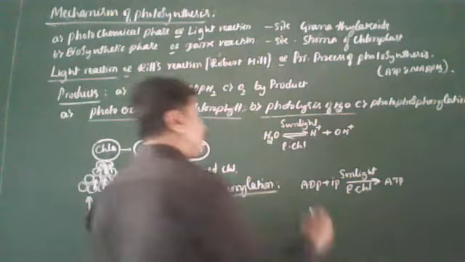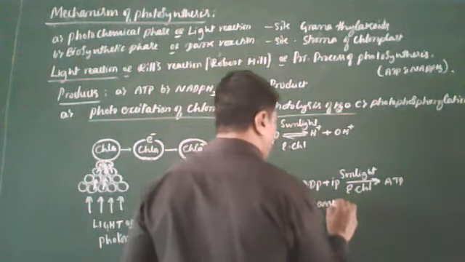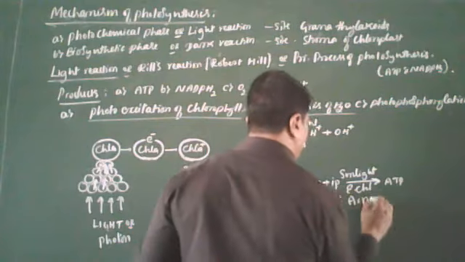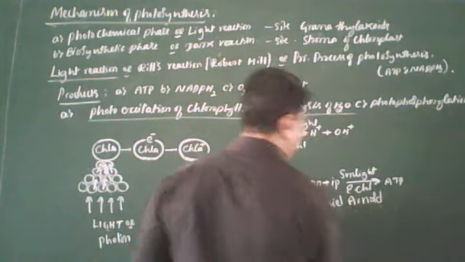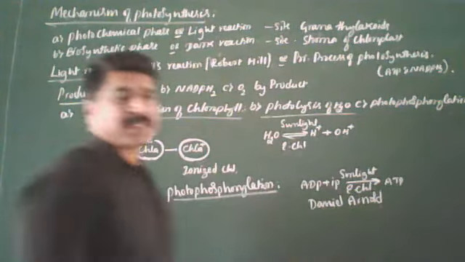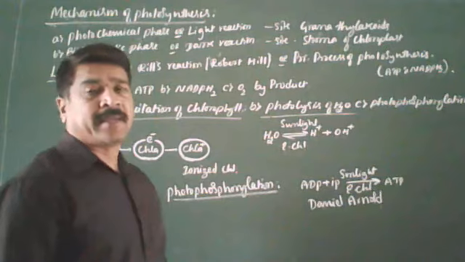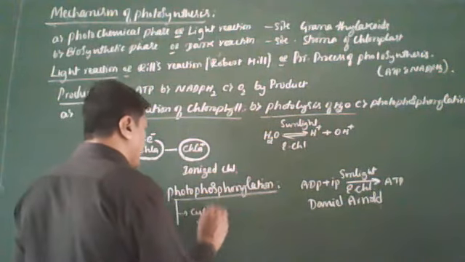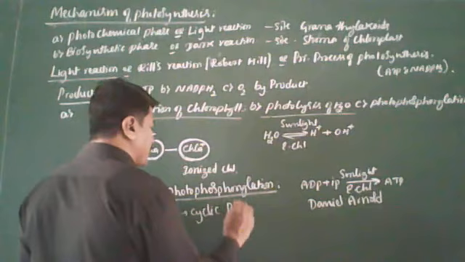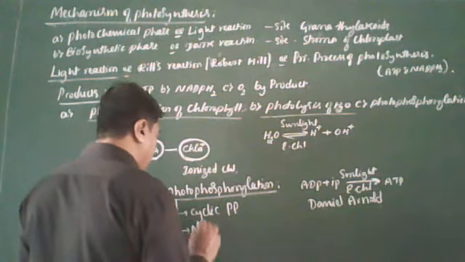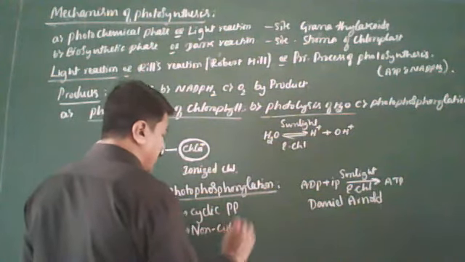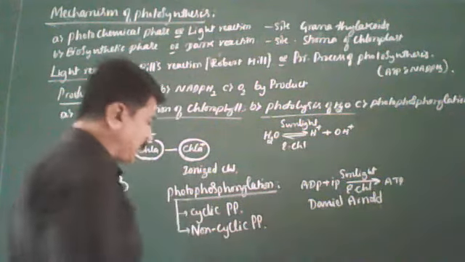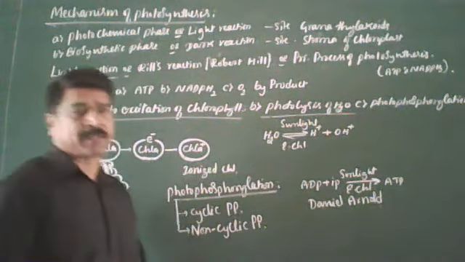It was first discovered by Daniel Arnold. Photophosphorylation was first discovered by Daniel Arnold. Photophosphorylation is of two types. They are cyclic photophosphorylation and non-cyclic photophosphorylation. These are the two types actually.